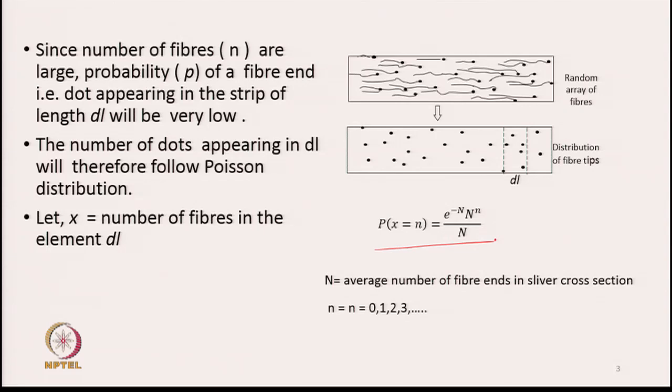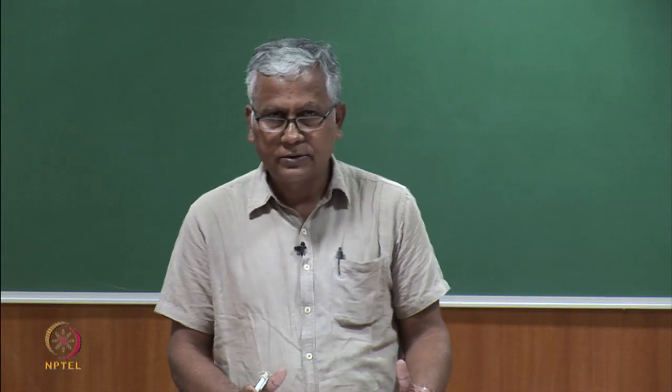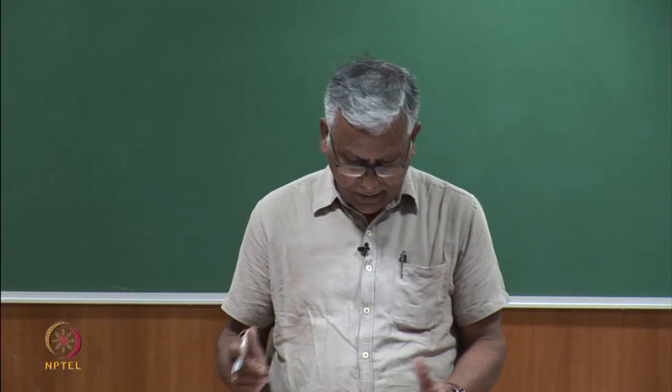So, this is the density function of Poisson distribution, where capital N is the average number of fiber ends in the sliver cross section and small n could be 0, 1, 2, 3. So, this is how we can describe statistically the arrangement of fibers in sliver.